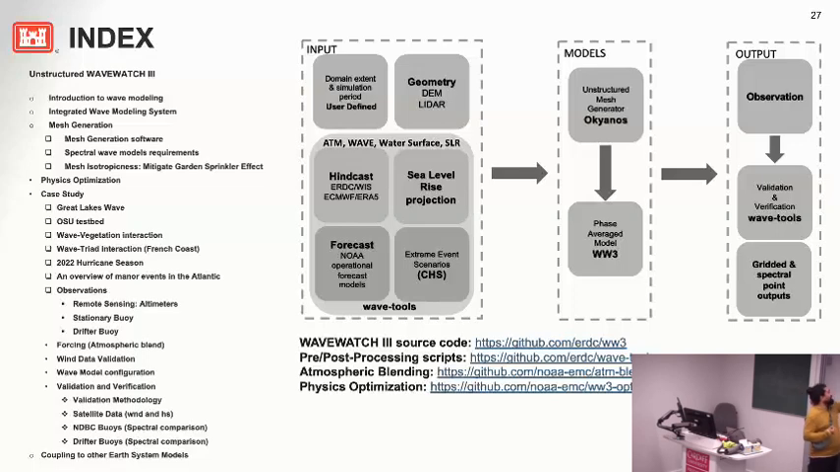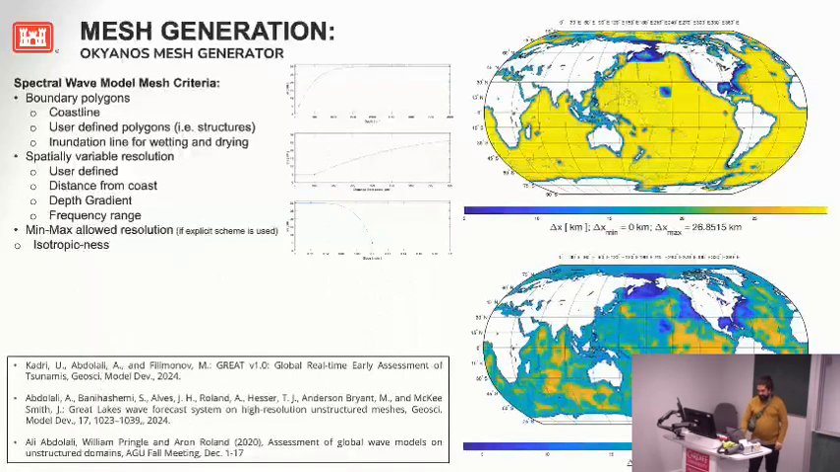And I'm going to show you a couple of applications in the Great Lakes, in Oregon, on the west coast of the US. Some studies we did for wave-vegetation interaction and wave-triad interaction in France. The hurricane season of 2022, which I will focus on more. These types of observations come from satellite altimeters, buoys and drifter buoys. And then I will conclude at the end.